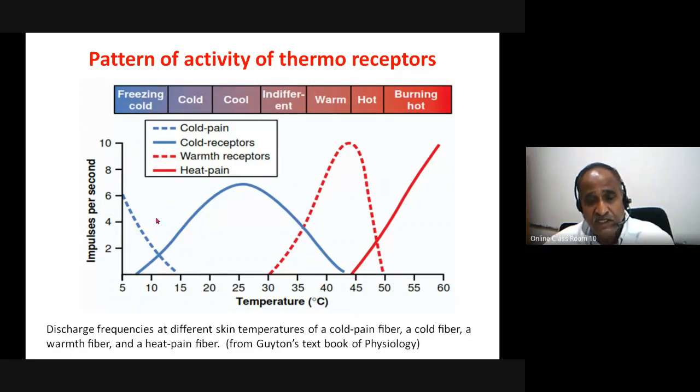Frostbite is when you are on a Himalayan expedition and you are there. So frostbite may happen if the temperature falls below 5 degrees Celsius. Now here, if you see this particular range, this is freezing cold, cold, cool. This is neutral, indifferent, warm, hot, burning hot. That is how our temperature activity has been mentioned. That means from freezing cold to cold, cool, indifferent, warm, hot, and burning hot.